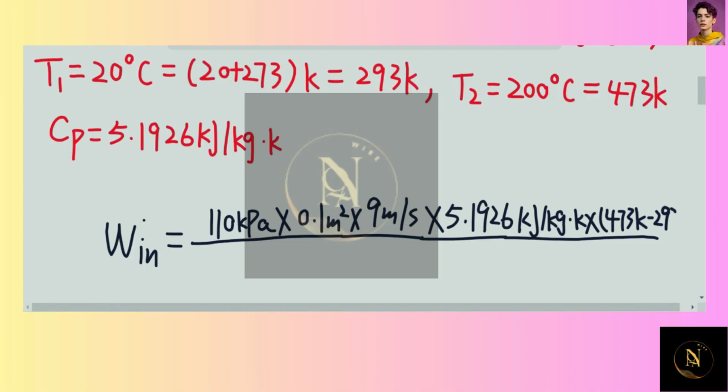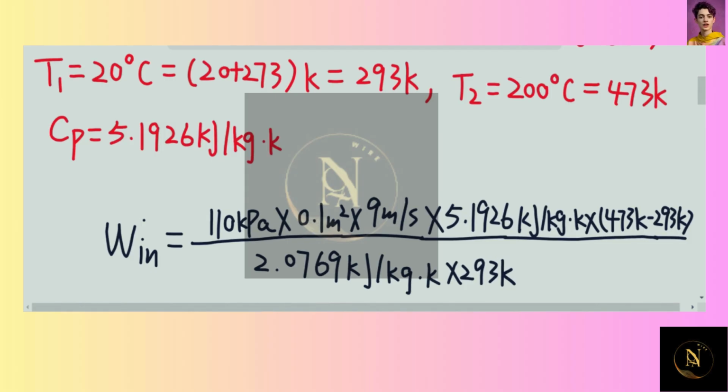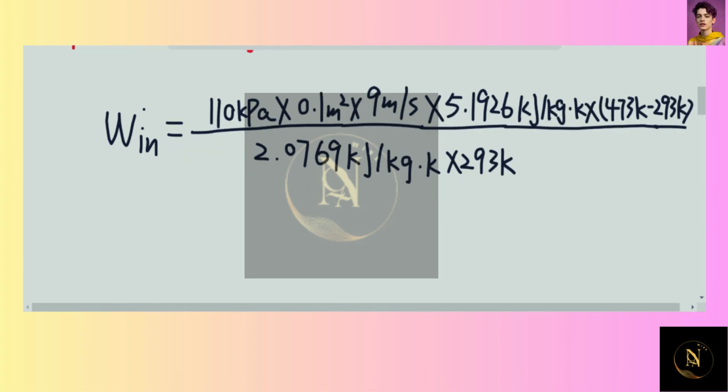and then over 2.0769 kilojoule per kilogram Kelvin, and then times 293 Kelvin. And this will give us the power input of about 152 kilowatts.